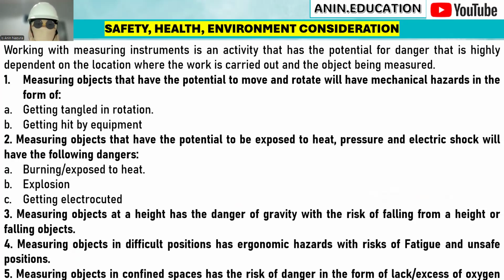Number three, measuring objects at height has the danger of gravity, with the risk of falling from a height or falling objects. Number four, measuring objects in difficult positions has ergonomic hazard with risk of fatigue and unsafe positions. And number five, measuring objects in confined space has the risk and danger in the form of lack or excess of oxygen.